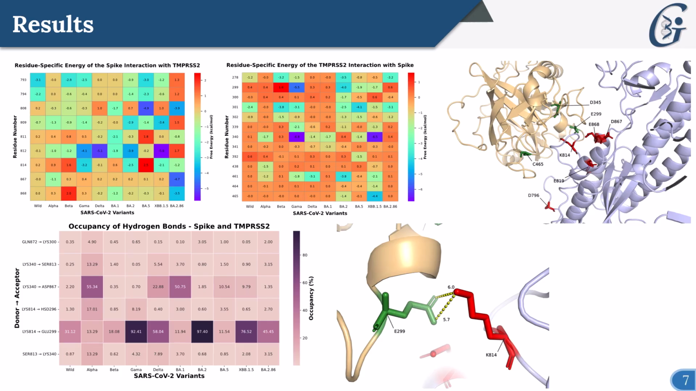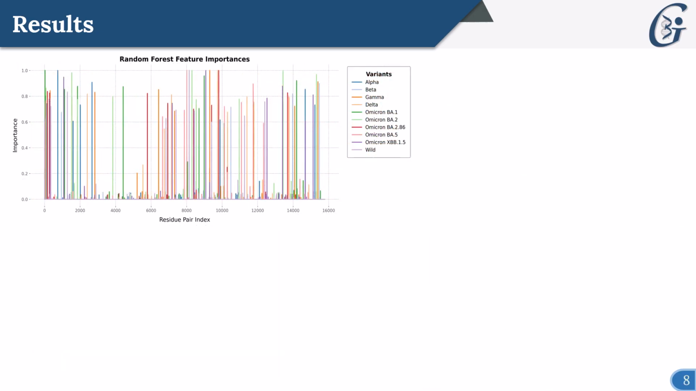using machine learning. We applied random forest models to analyze 16,000 residue pairs between spike and TMPRSS2. Many of these pairs were conserved across variants, but most variants, except Alpha, also present unique and important interactions.